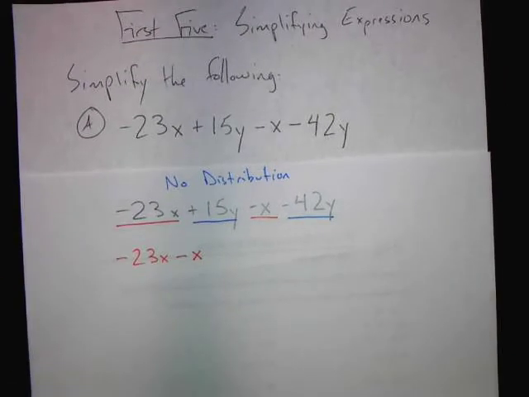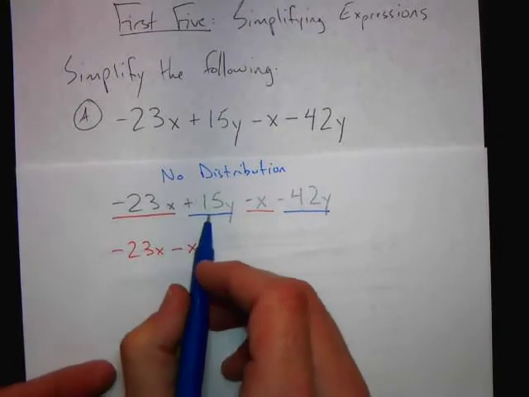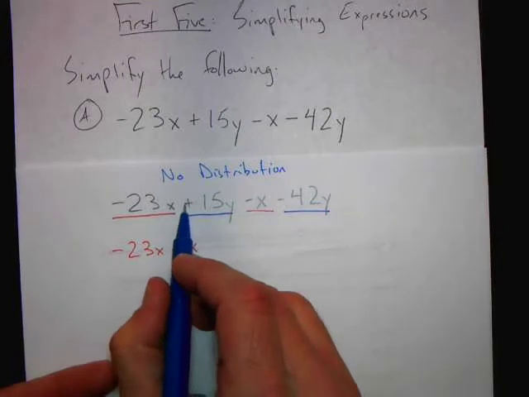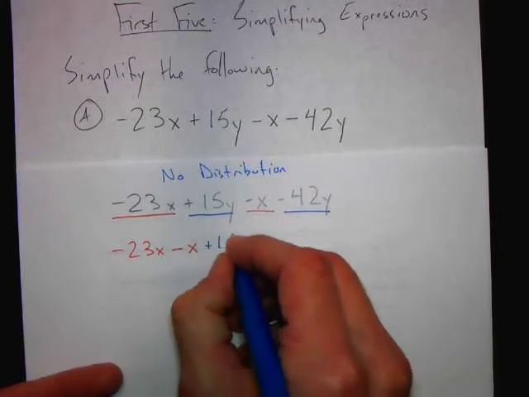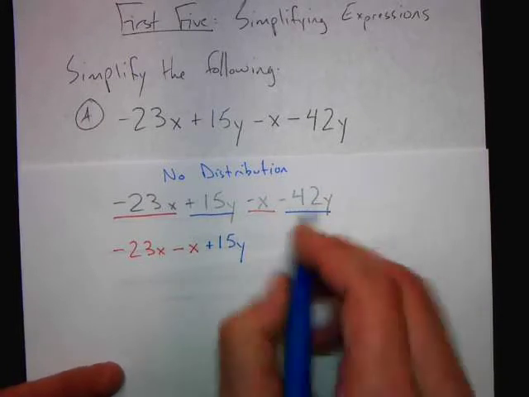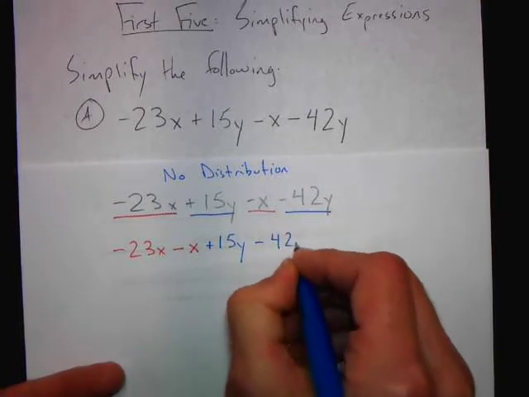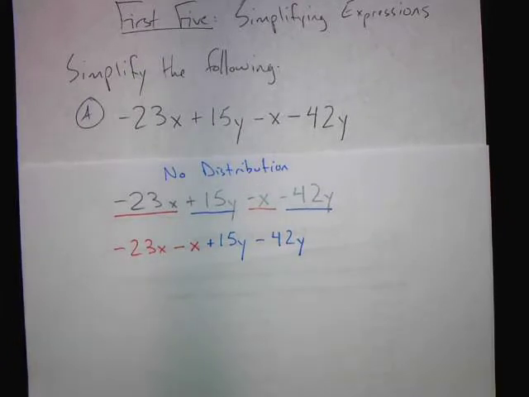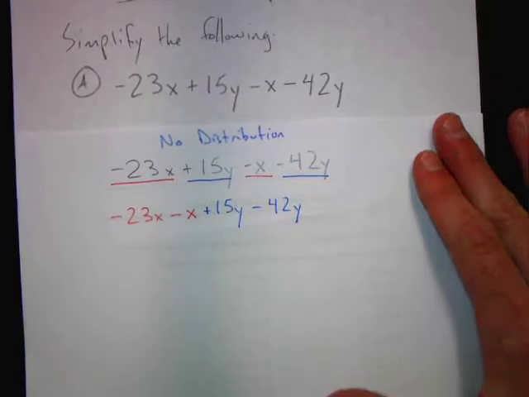So we have our x's with our x's. We have our y's with the y's. This is a 15y. It comes with the sign in front of it, plus 15y. And this again is a minus 42y. It comes with the sign in front of it, minus 42y. So we have our x's with our x's, our y's with our y's, and we can then combine from there.